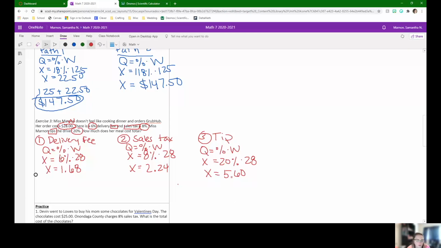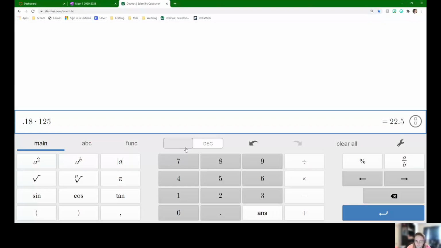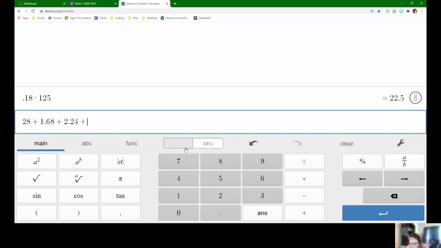So now we need to find the total cost of the meal. So I know the delivery fee, I know the sales tax, I know the tip, I know it originally cost $28. So now we just need to add these up. So 28 plus 1.68 plus 2.24 plus 5.60. So we can type this right on our Desmos calculator. So let's do 28 plus $1.68 plus $2.24 plus $5.60, $37.52.